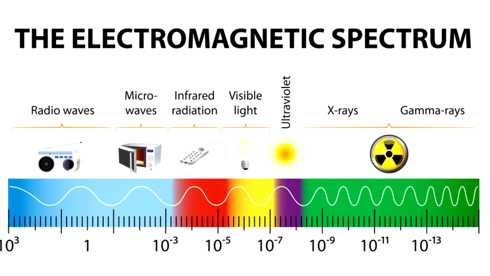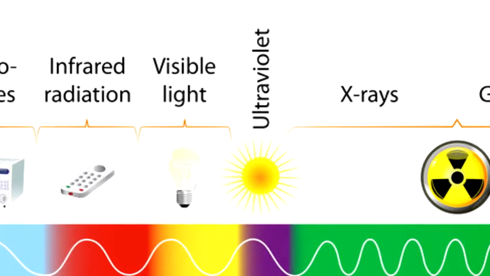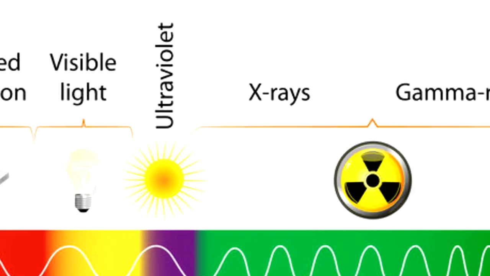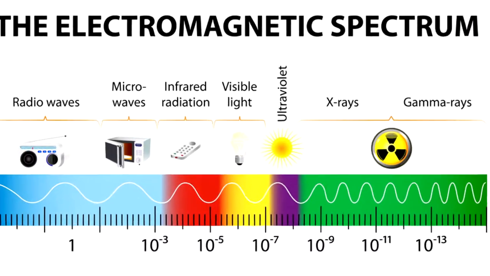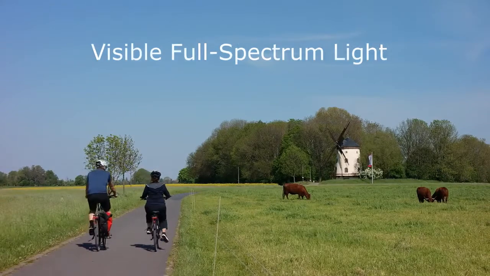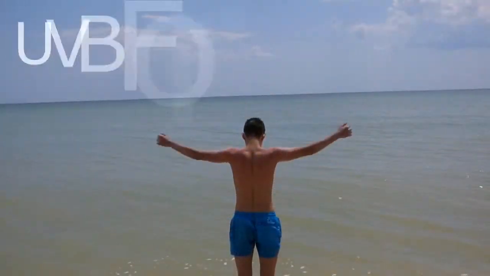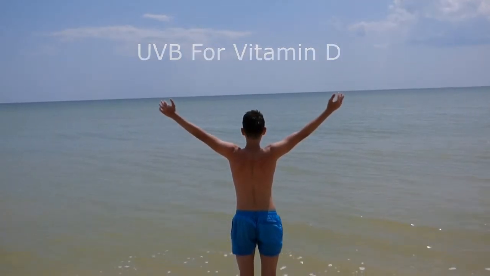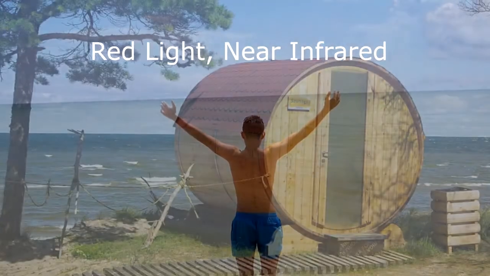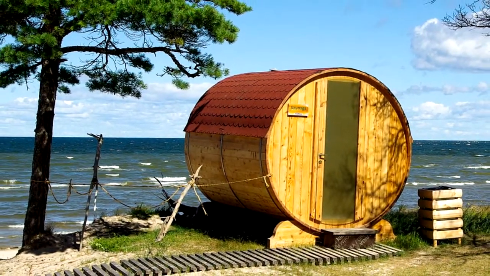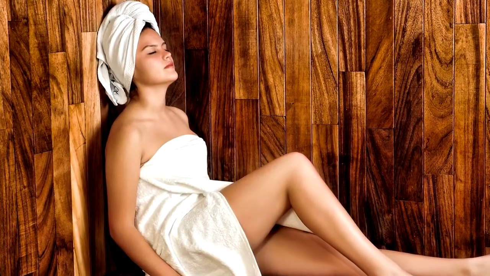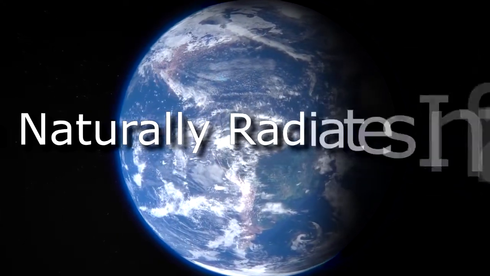Now, the Earth's natural electromagnetic waves are mainly in the visible, infrared, and UV spectrum. There is some radio and cosmic and gamma rays, but a lot of those are filtered out by the atmosphere or negligible. So as far as what we need, obviously we need visible light. In fact, we need full spectrum light in the day, and we want to minimize blue light at night. We want UVB for vitamin D, and we also need red light and near infrared, as studies have shown in red light therapy. And also, far infrared and middle infrared are also important. Far infrared saunas are very therapeutic and detoxifying, and actually the Earth naturally radiates infrared.